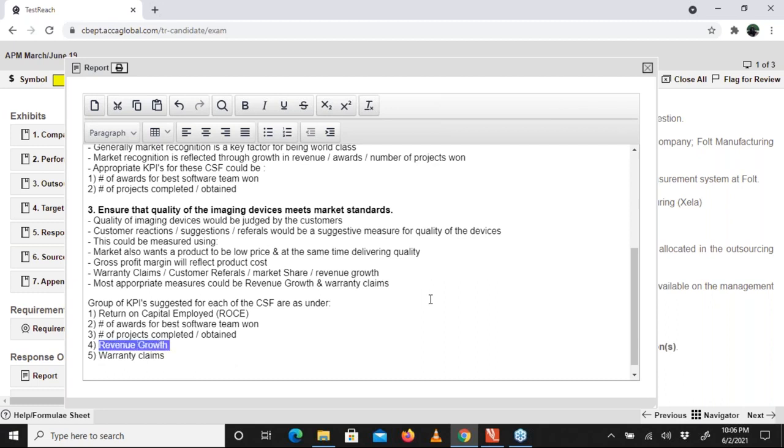In fact, a better appropriate measure from the revenue growth is going to be the gross profit margin, because the market standards are these, that it has to be lower cost. So the group of KPIs which are suggested for each of the CSF under the organization's performance measurement system will now constitute the above KPIs.